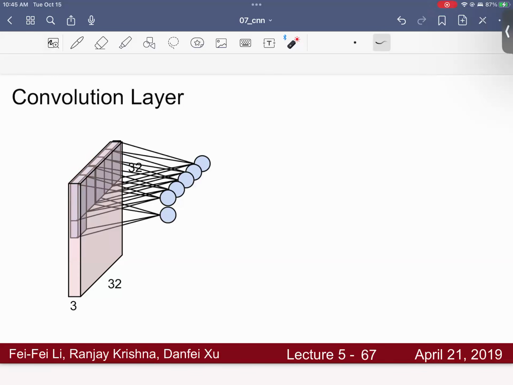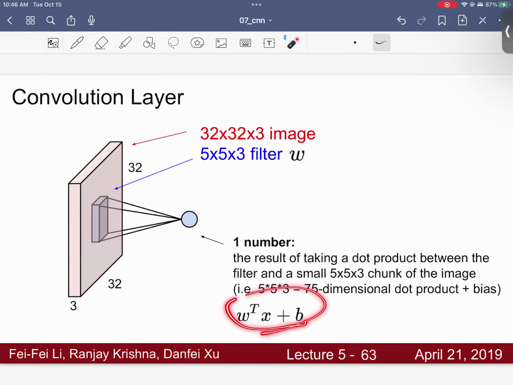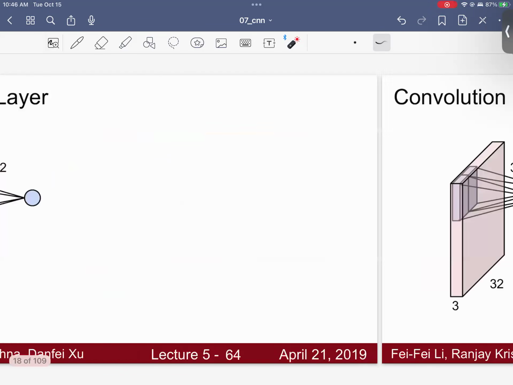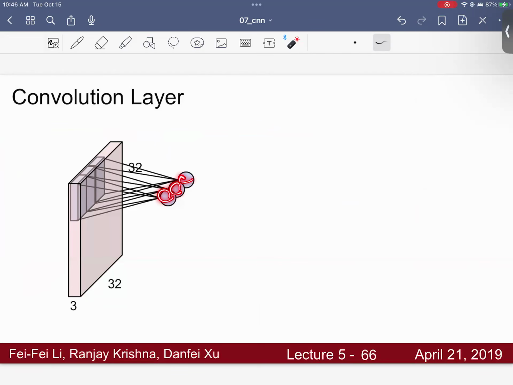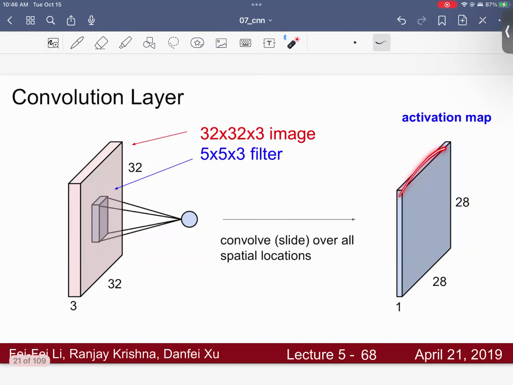And every time you move to a new position, you get one scalar value out. So this is a dot product, right? You should get one scalar value out. Even though you're working with 5 by 5 by 3, you're just getting one specific value out of this. And then you do it all the way across, this way, this way, and you get a bunch of scalar values out. And those scalar values will be this.